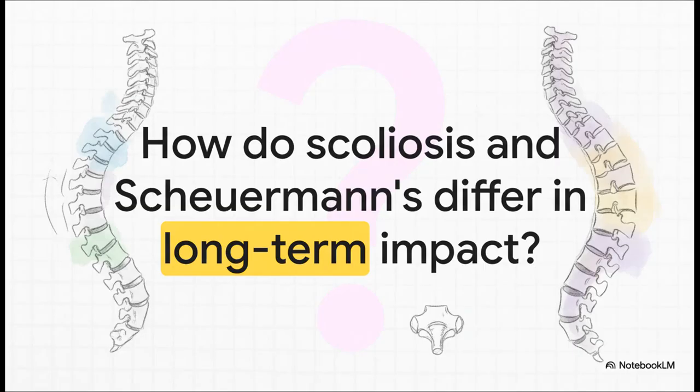Got it? So I'll leave you with this final thought to chew on. We've clearly established that these are two very different structural problems, right? One is a rotational mess in the coronal plane, and the other is a wedging problem in the sagittal plane. So think about it. With those completely different biomechanics at play, how do you think their long-term prognoses might differ? What's the ultimate impact on a patient's spinal health and function down the line?